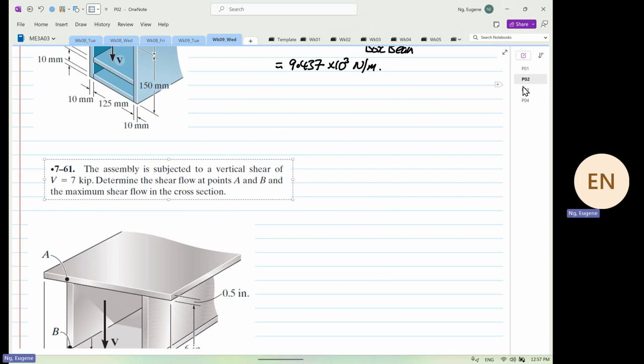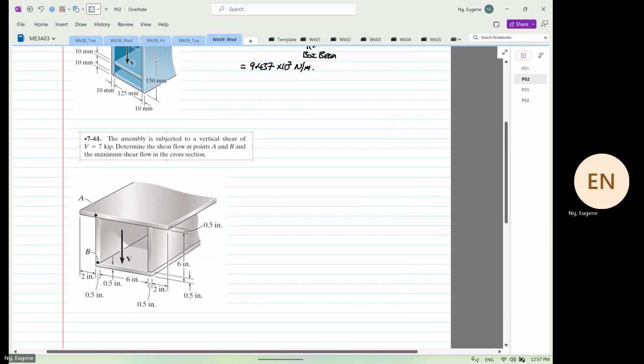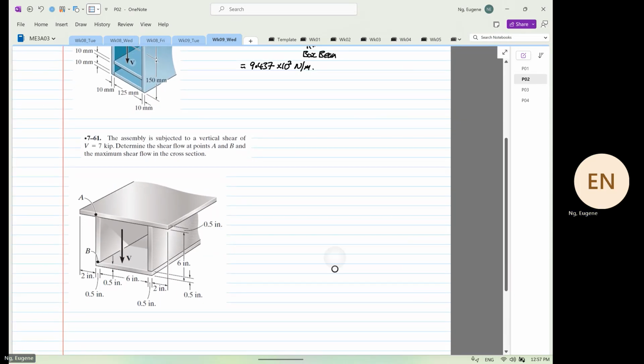Okay. Let's look at the next problem now. The assembly is subjected to a shear V equal to 7 kilopounds. Determine the shear flow at point A and B and the maximum shearing stress.